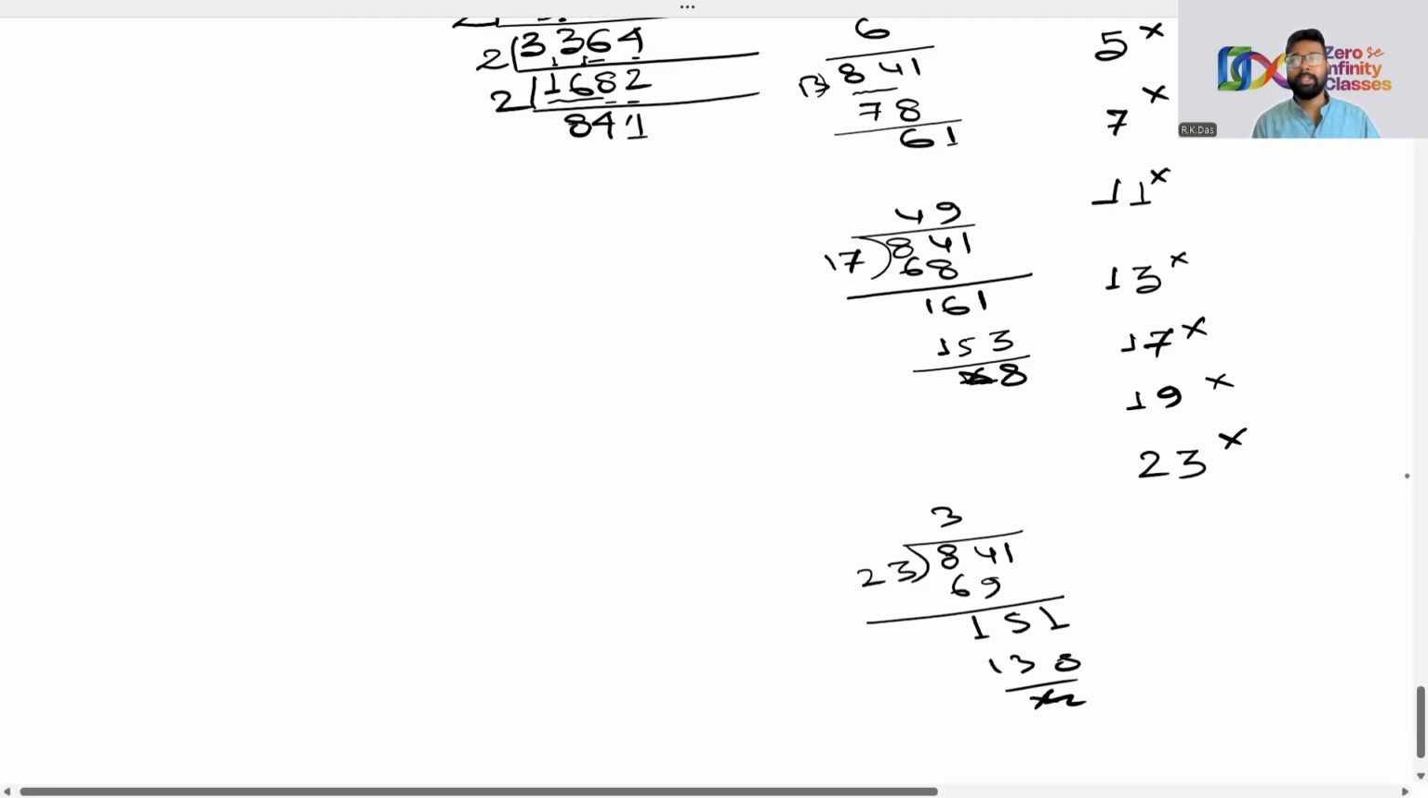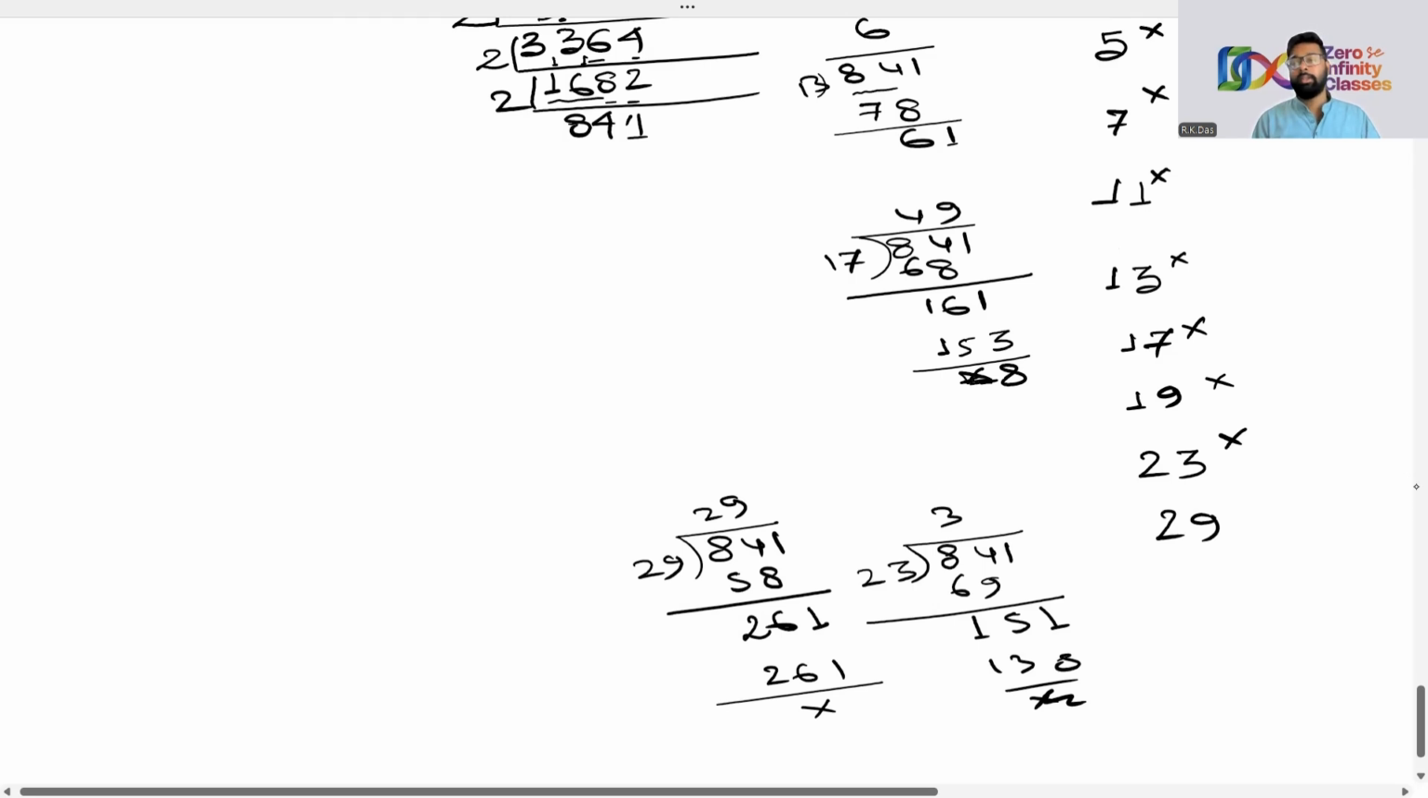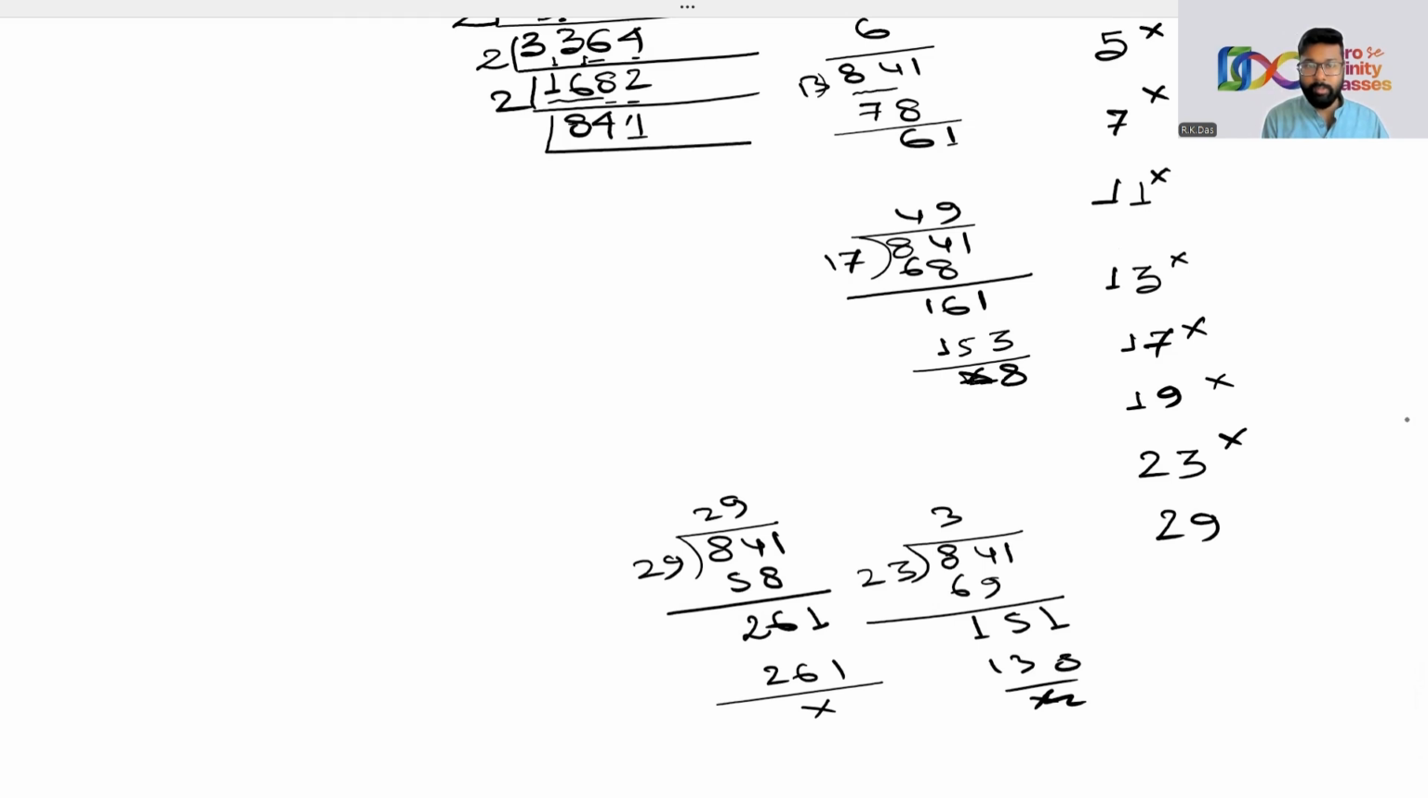Then after 23, the next prime number is 29. So let me check with 29. 29 2s are 58. Then 6. And 29 9s are 261. Yes, 261. So the prime number which divides 841 is 29. So that means 841 can be written as 29 into 29.